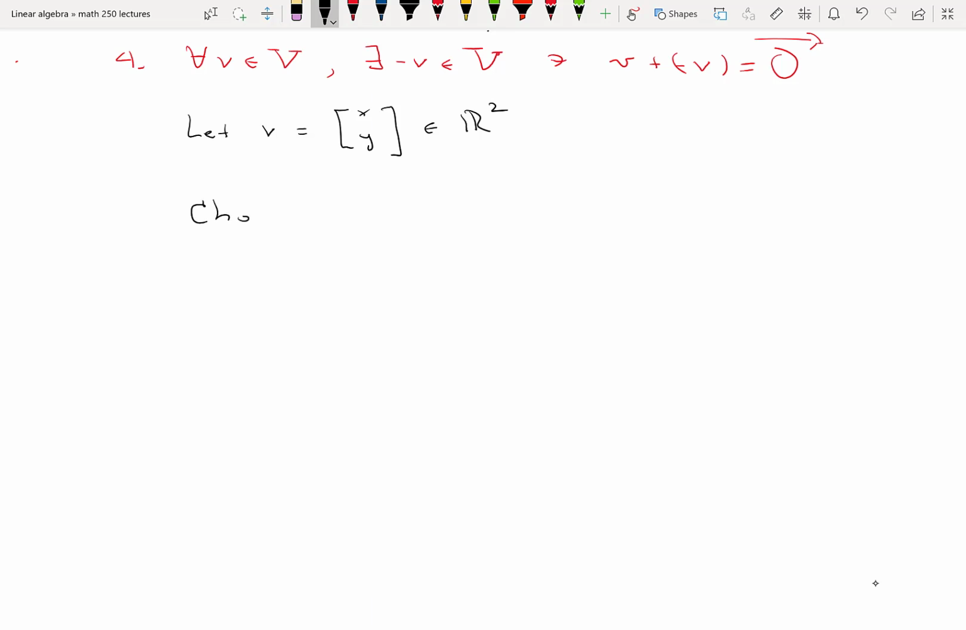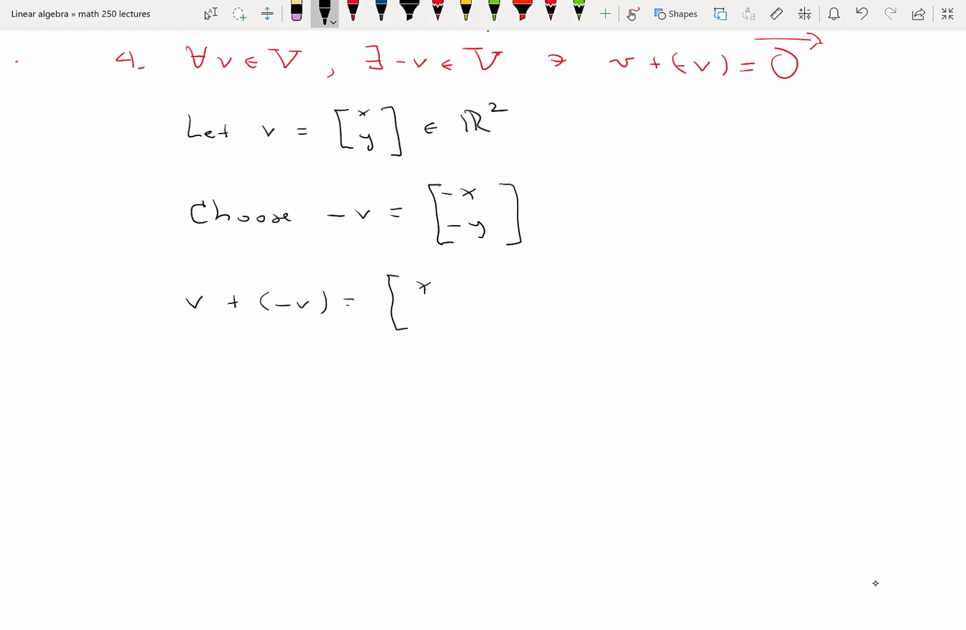I need to come up with an opposite. That means the word we should use, or any word similar to it, is choose or let. Let the opposite of v equal the column vector whose entries are the opposite of x, the opposite of y. Those opposites are the opposites of real numbers because our entries in our matrix are scalars. So I need v plus the opposite of v to be 0. So take v plus the opposite of v and show that it equals the zero vector.